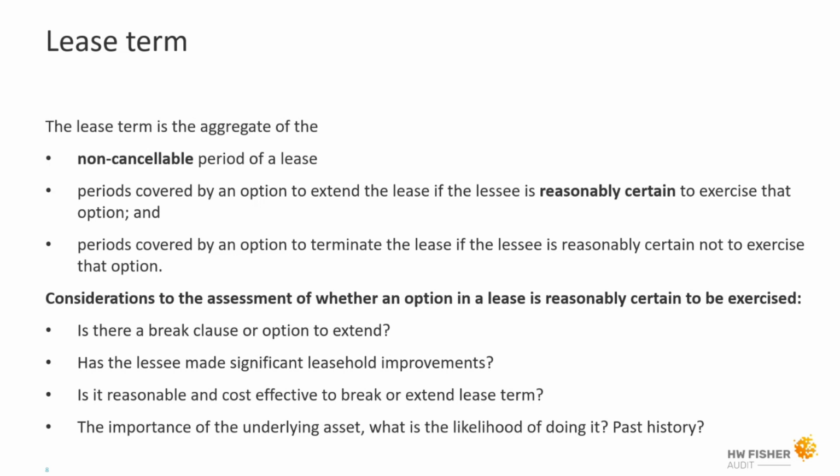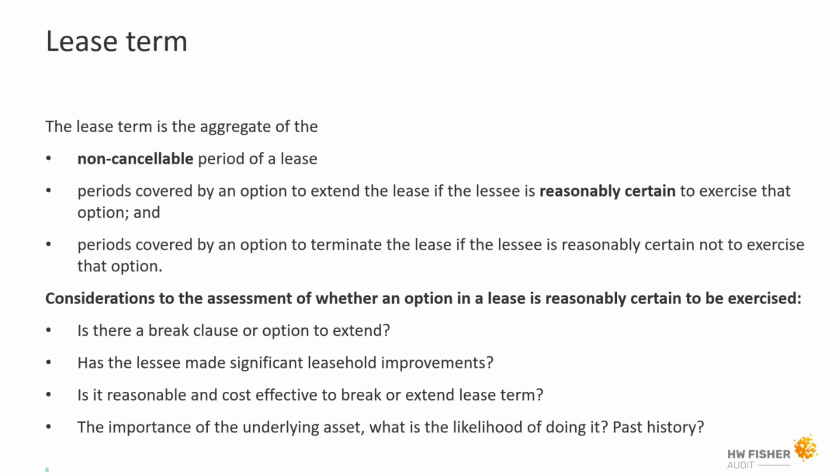But reasonably certain is probably quite a high benchmark. It's not just that we're thinking, yeah, probably we'll extend. There has to be a sense that you've got to meet that reasonably certain. Why are you going to extend? So, things like, has there been significant lease improvements? Look, we've decked the place out. Why would we leave it in 5 years' time? Is it cost effective? Are there any implications for taking the break clause?